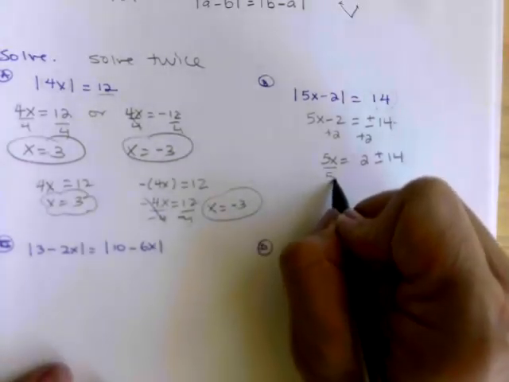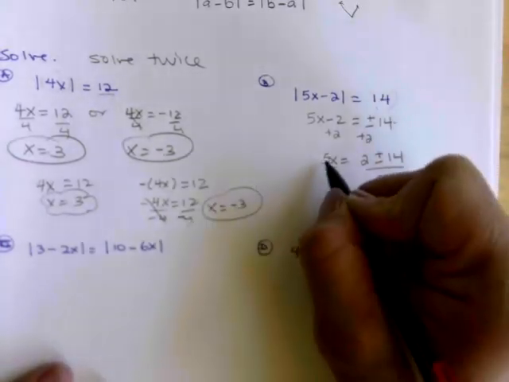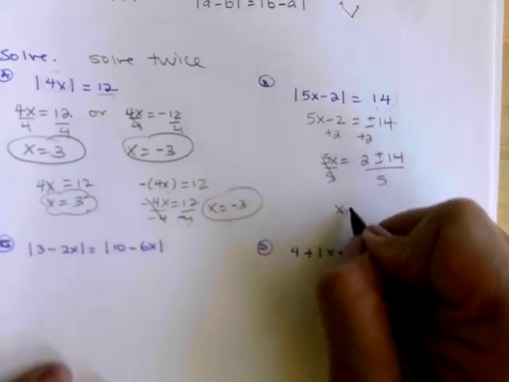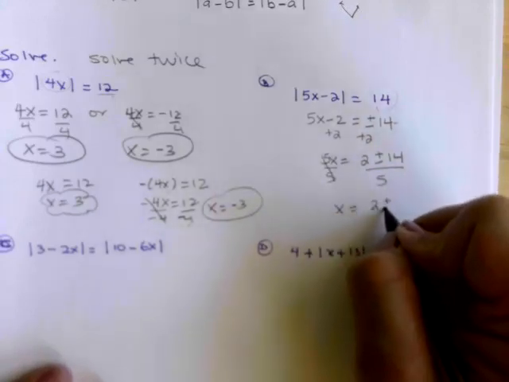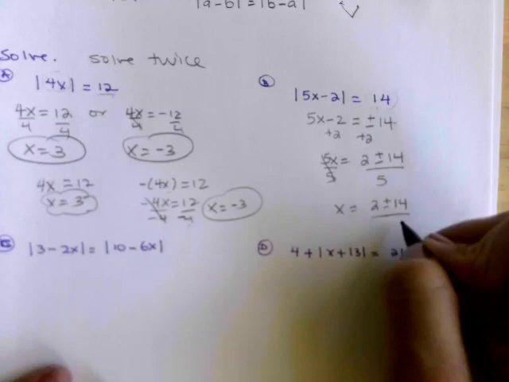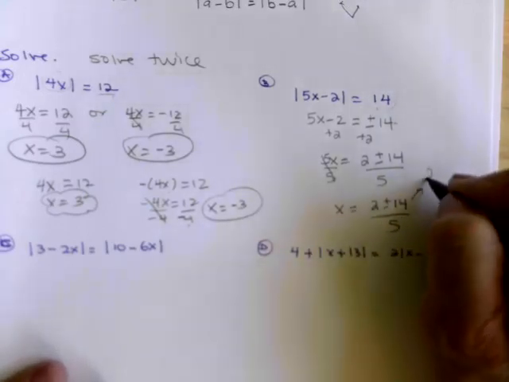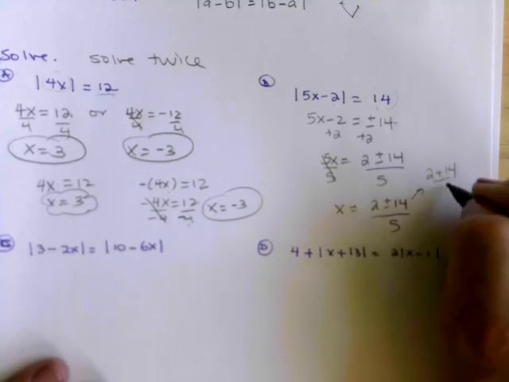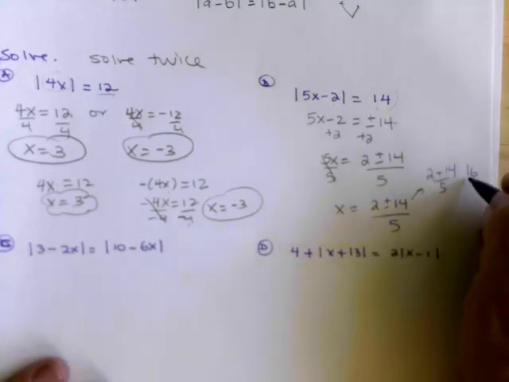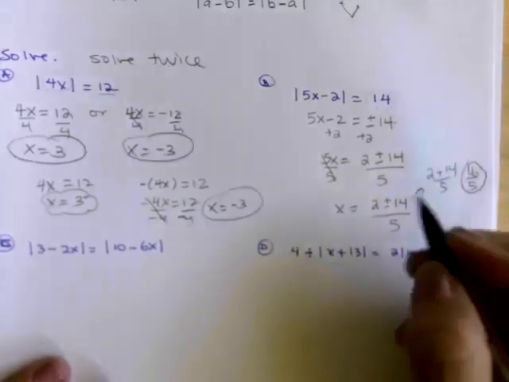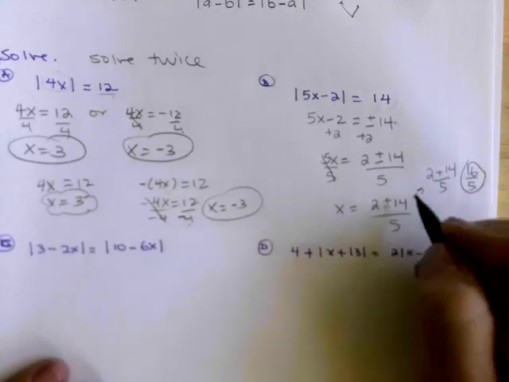And then we divide both sides by 5. So x equals 2 plus or minus 14 over 5. There are 2 numbers in here. Let me show you how you get them. The first one is 2 plus 14 over 5, so 16/5. There's one answer. Or 2 minus 14.